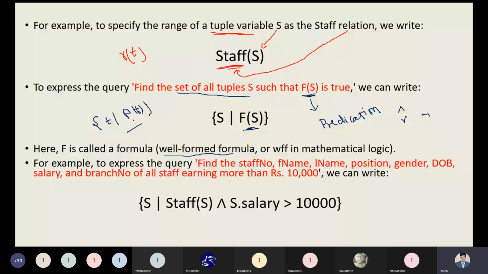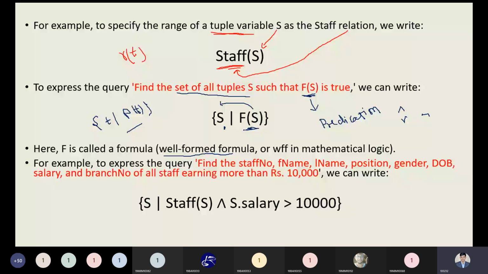So here s is the tuple variable and F(s) is the condition predicate. If it is true, then all the information which meets the criteria will be stored into this tuple s. So we can write such an example like this one. Now is it clear to all, the second statement? Yes, please tell me.